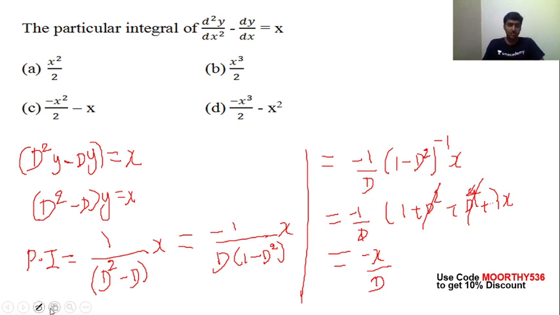Yes, this is the equation, D square y minus D y is equal to x. Here in D square minus D, we have to take this D outside. We are taking the minus D outside. What we are getting here? 1 minus D. There is a small mistake here. Yes, when you are taking it out, it's 1 minus D.